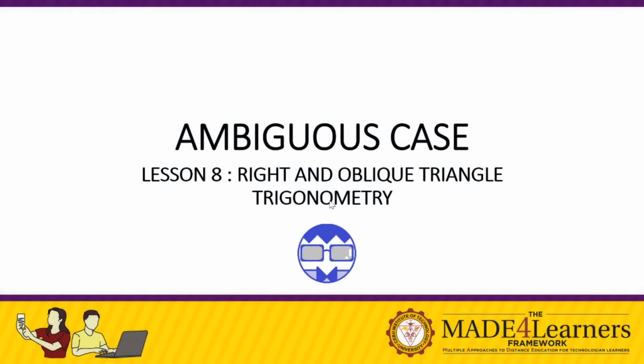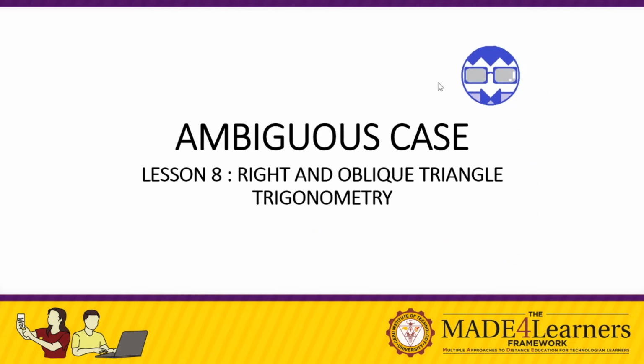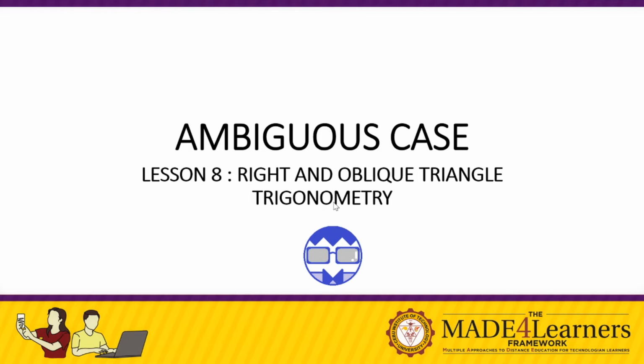Okay, so in this video, we're going to tackle the ambiguous case for sine law. There are cases where triangles might exist or might not exist, or have two solutions or one solution or none at all. Okay, so let's go to the next slide.